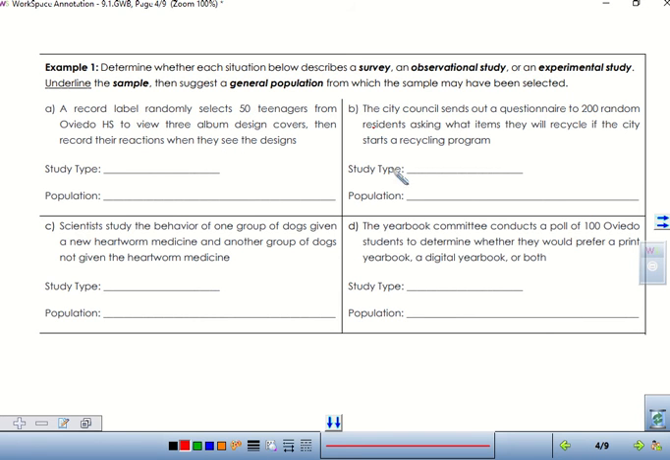So of these 3 study types, what do you think this one is? Observational. Good. This is observational. We're not imposing anything on them. We're not asking them to fill out a survey. We're simply just, I was going to write Oviedo. We're simply just observing them.